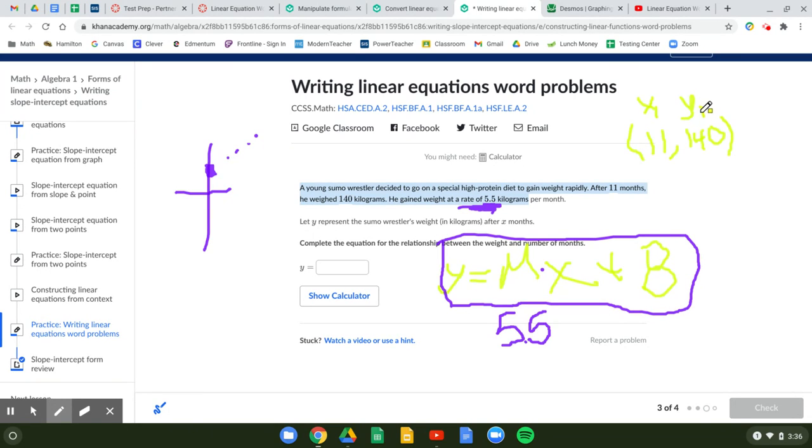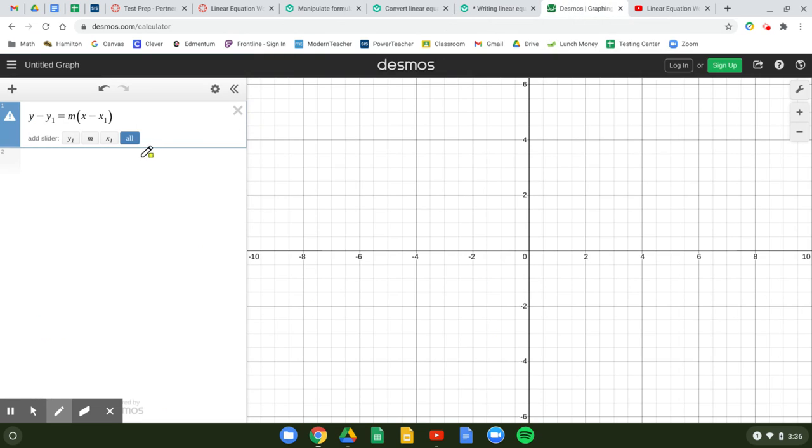So x1 and y1. What that little 1 means is this is just one point on the line. If we went to 12 months, there'd be another point. If we went to 8 months, there'd be another point. So this is just one of the points on the line. That's why they have that little, it's called subscript. Like a submarine is below water. Subscript is writing that's down below. So we have our slope, 5.5, and I have an example of an x value and a y value that is on this line. So you just have to replace x1 with 11 and y1 with 140 and our slope with 5.5.